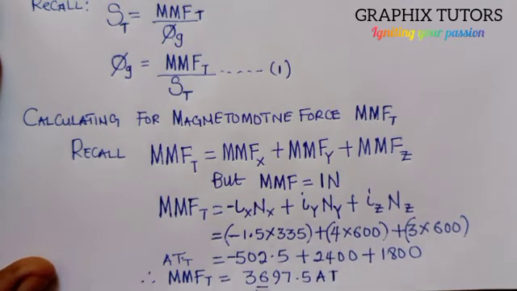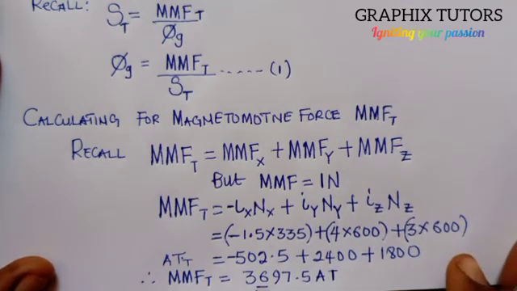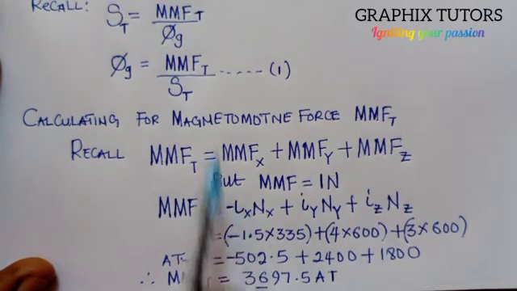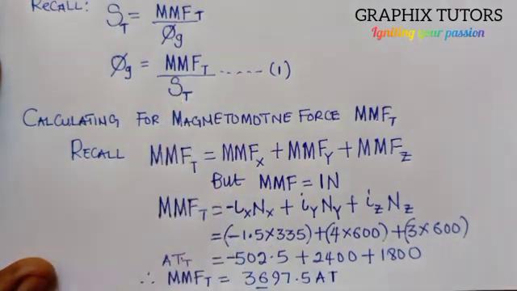So this is our MMF. So we've gotten our MMF now. Now the next we'll calculate for is what? The reluctance total. So let's see how that goes.